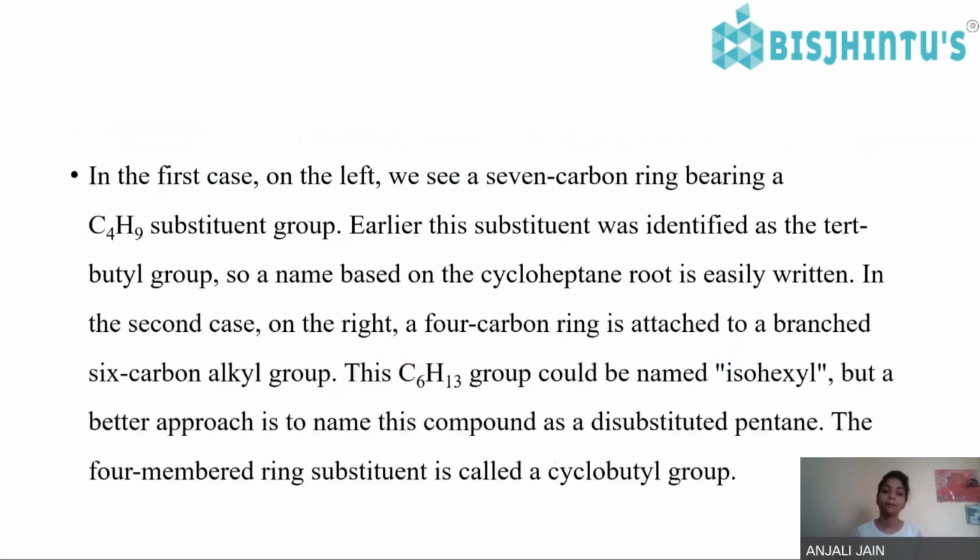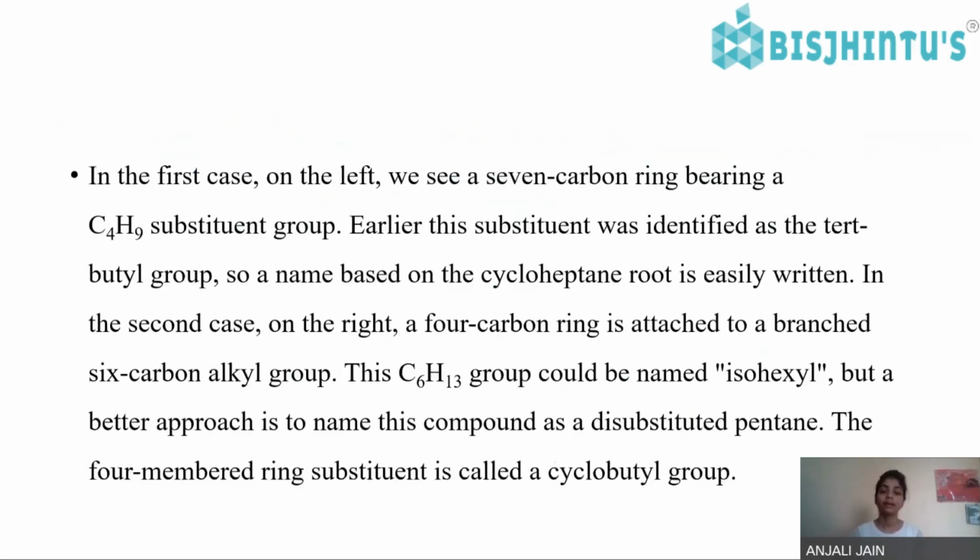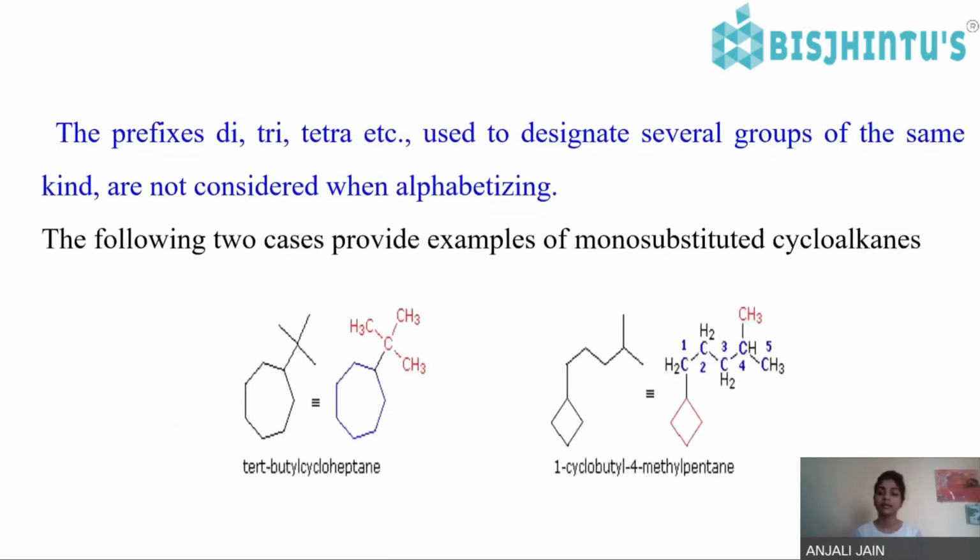But a better approach is to name this compound as a disubstituted pentane. What we did here is a disubstituted pentane. Why a disubstitution? Because there is one methyl substitution at the 4th position and one cyclobutyl substitution at the 1st position. That substituted pentane was a better approach. The 4-membered ring substitution is called a cyclobutyl group. Here I know that at the 1st position, the 4-membered cyclic ring is there. That is why I added cyclobutyl.